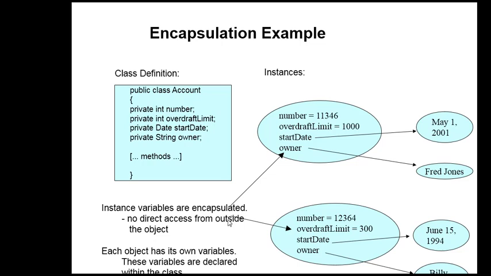Each object has its own variables, and these variables are declared within a class. You have to see here the instances, we use two objects with different number, overdraft, start date and owner, and here we assign numbers 1, 2, 3. So each variable has its own security provided.